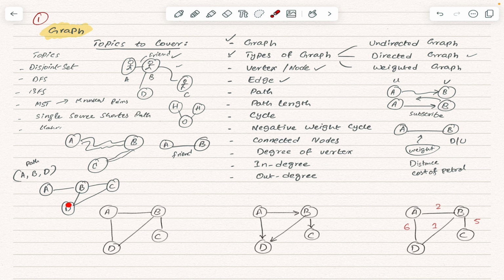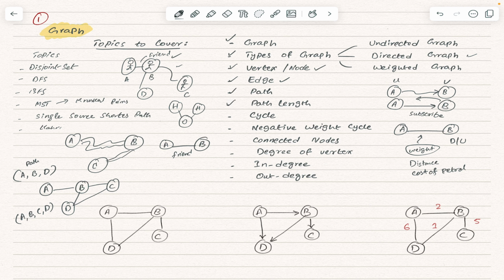That's the first path. The second path that you can go is A, B, C, and D. You can go this way: you start from A, then you go to B, then go to C, and then go to D. So these are called the path. All right, so this is done, and that's done.